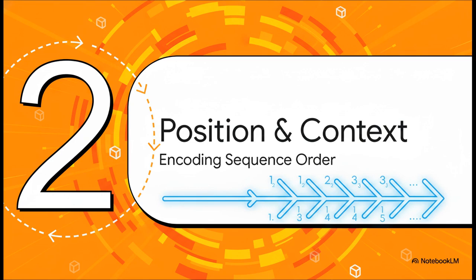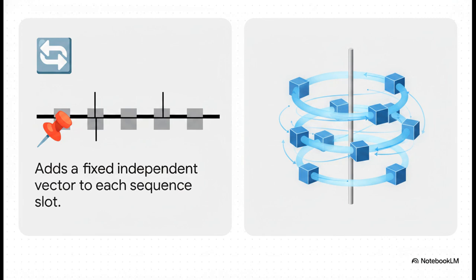Moving right along to Section 2, encoding position and context. You see, unlike older models that kind of just blindly memorized fixed positions from scratch by adding a rigid independent vector to every single sequence slot, modern models do something much smarter. They use rotary position embeddings, or ROPE. ROPE actually bakes distance directly into the math by applying a geometric rotation to the data. Imagine all your tokens sitting on a clock face. The angle between any two tokens inherently represents how far apart they are. As that angle gets bigger, their mathematical similarity naturally decays.